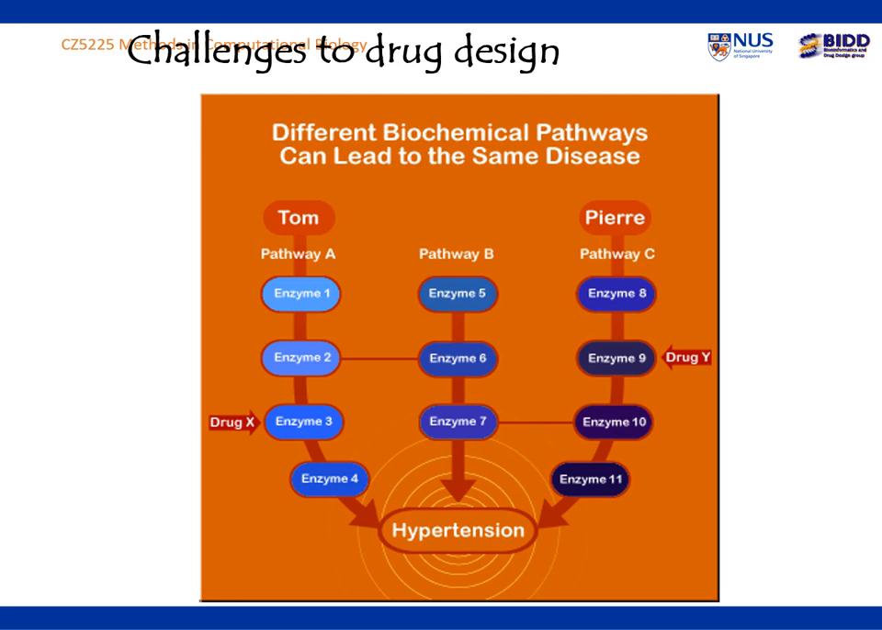Then if the doctor prescribed drug Y, it will be only efficacious in the individuals which have developed hypertension by the pathway C. It will not be effective in pathway B and pathway A. And even if both of the drugs are prescribed one at a time among the individuals which have pathway B, neither of the drugs will be effective because the drugs are not affecting the enzymes of the pathway B. So these are some basic challenges in the drug design.